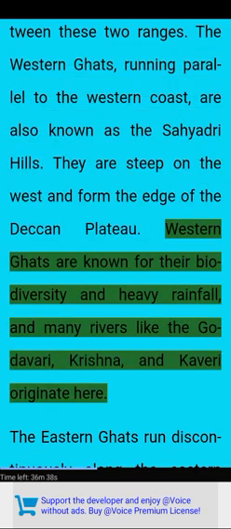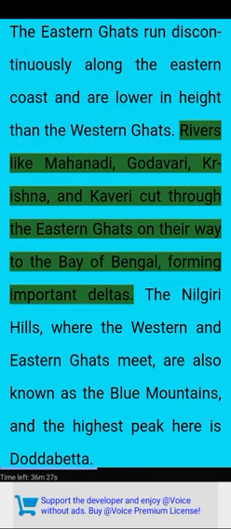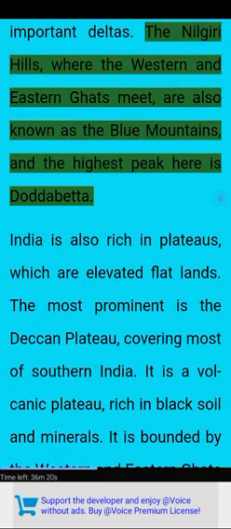Western Ghats are known for their biodiversity and heavy rainfall, and many rivers like the Godavari, Krishna, and Kaveri originate here. The Eastern Ghats run discontinuously along the eastern coast and are lower in height than the Western Ghats. Rivers like Mahanadi, Godavari, Krishna, and Kaveri cut through the Eastern Ghats on their way to the Bay of Bengal, forming important deltas. The Nilgiri Hills, where the Western and Eastern Ghats meet, are also known as the Blue Mountains, and the highest peak here is Doddabetta.